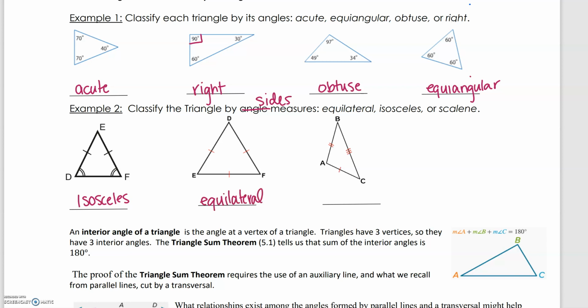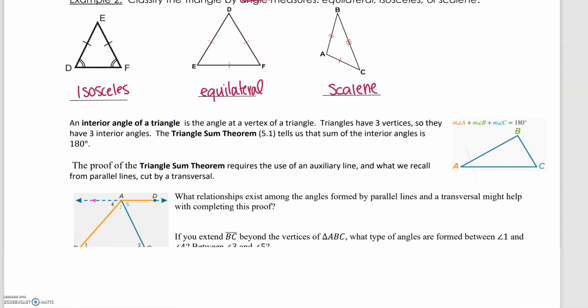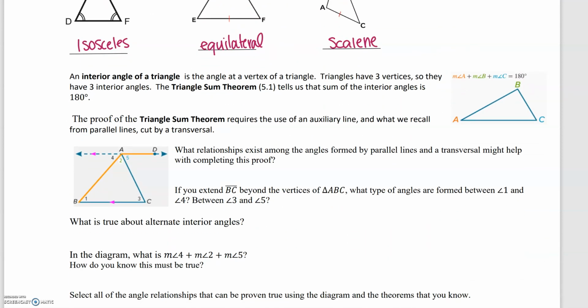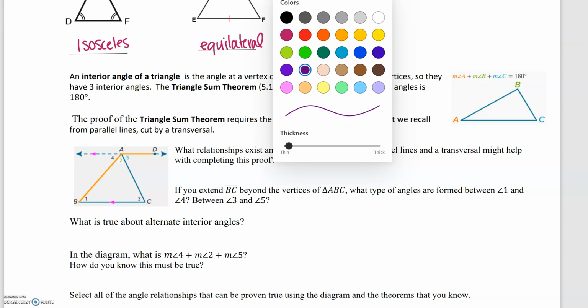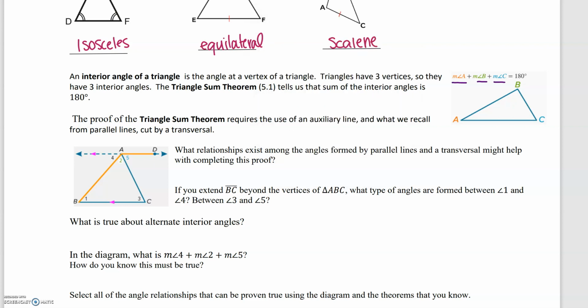And if it is equilateral, we actually have an equiangular as well. And vice versa. If it is equiangular, then it is also equilateral. And last one, if all three sides are different, it is called scalene. If we are looking at the interior of a triangle, all three angles in the triangle always total 180 degrees. And that is called the Triangle Sum Theorem.